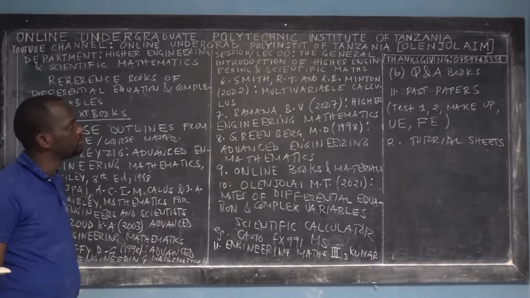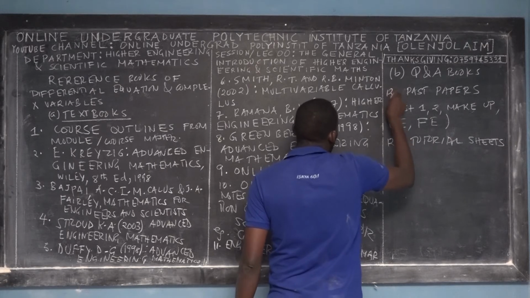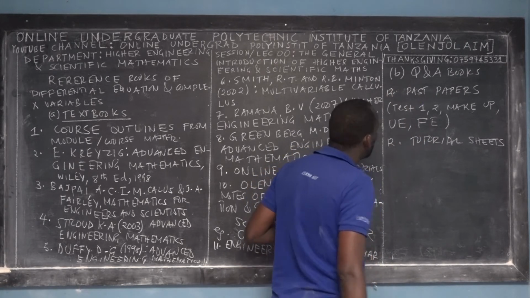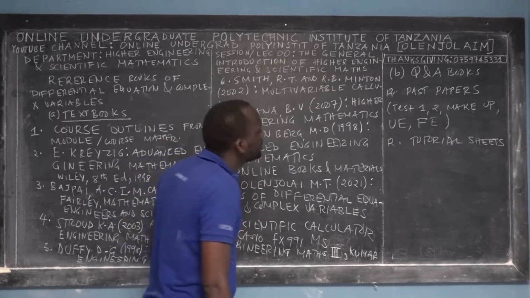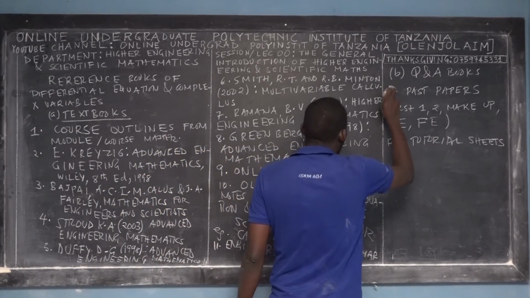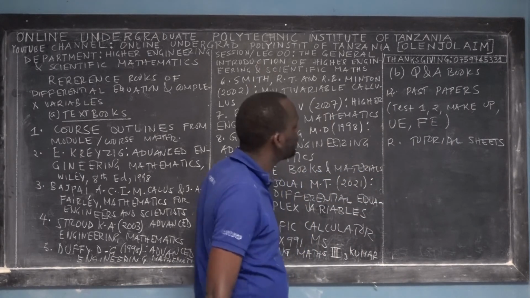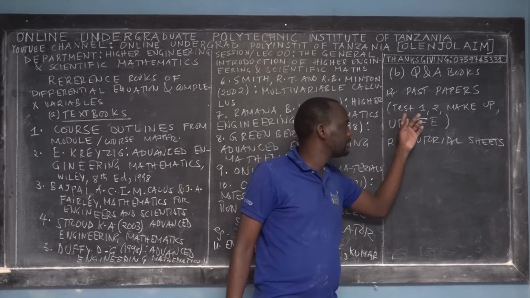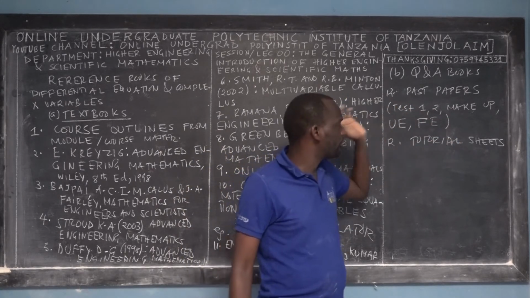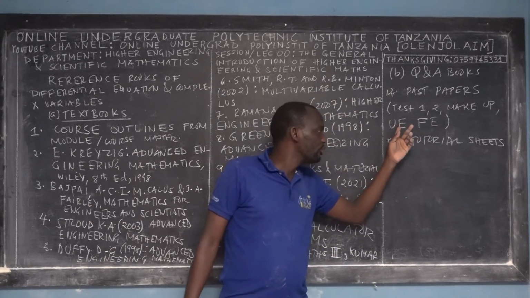Again, number 12, when we go to question and answer books: all of these textbooks contain questions at the end, but if you want to know how questions are asked in exams, as one of our specific objectives, you should have past papers, the past test 1, test 2 of differential equations, make-up test for differential equations and complex variables, or university exams.